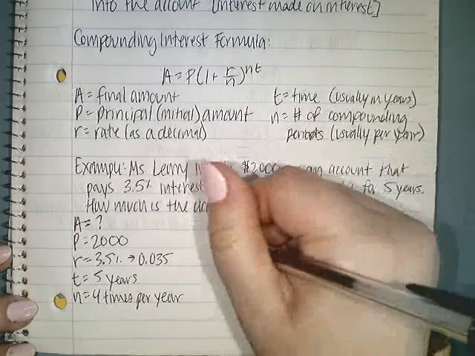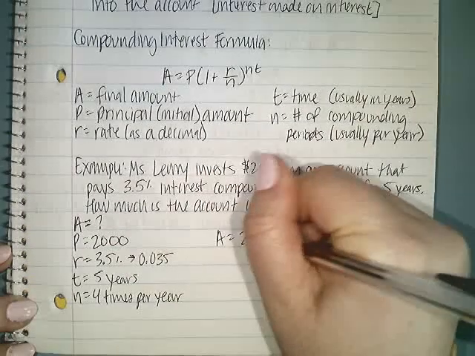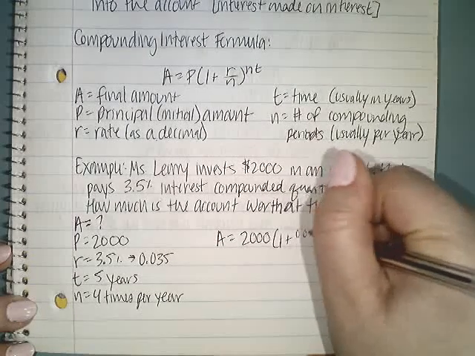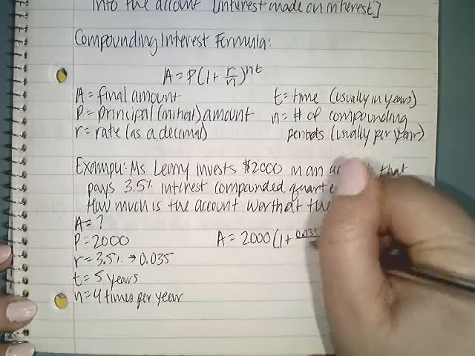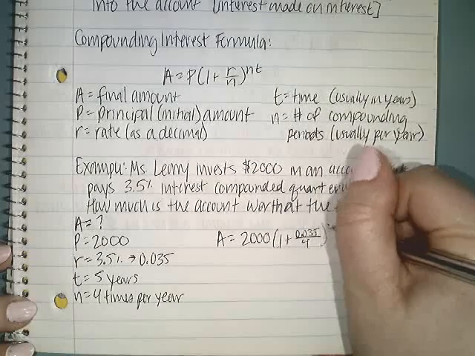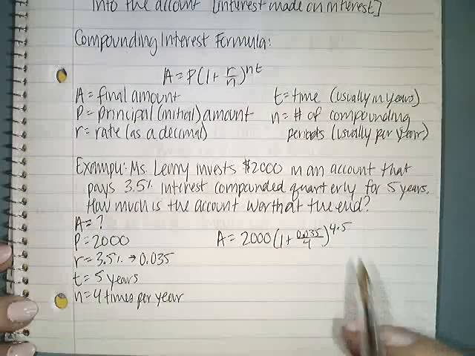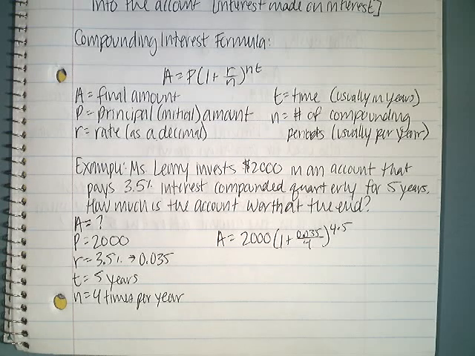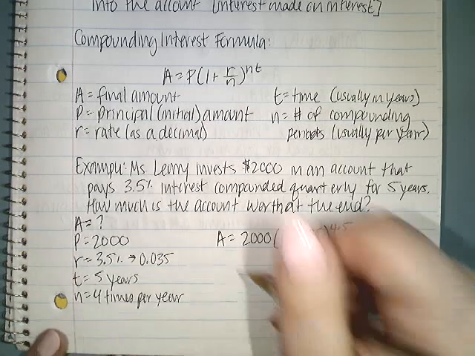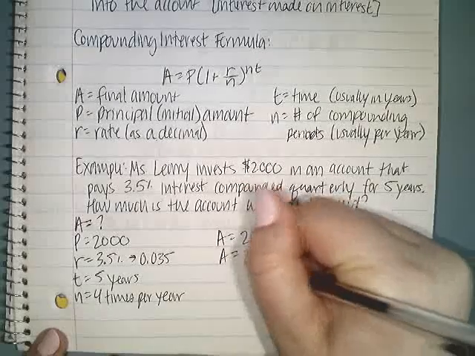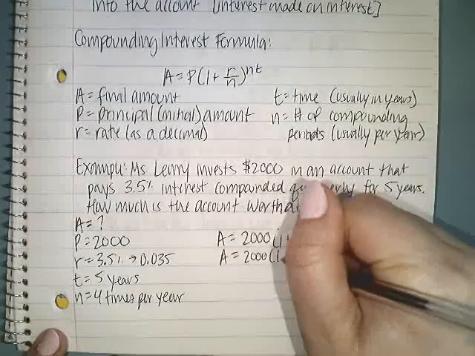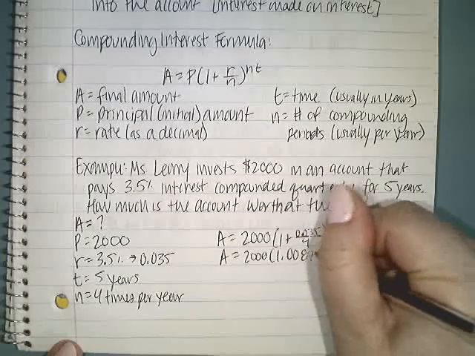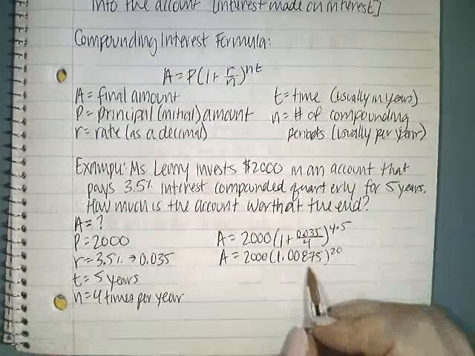So now I'm just substituting into my problem. So I have A equals 2,000 times (1 plus 0.035 over 4) to the power of 4 times 5. So again, all I did was substitute into my compounding interest formula, and now I'm going to calculate it out. So I get A equals 2,000 times 1.00875.